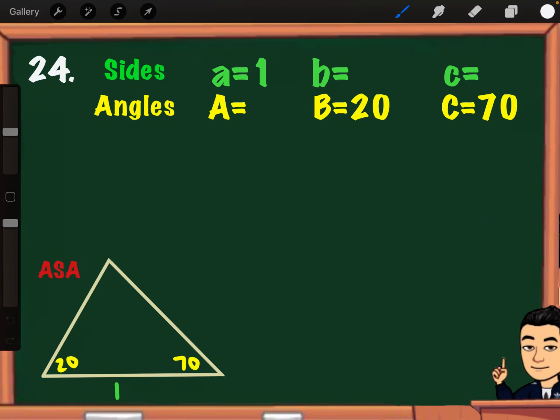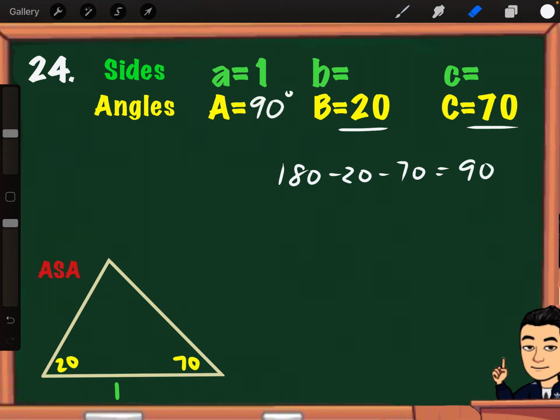All right, let's check on number 24. Number 24 is an ASA type of question. You're only going to get one solution. You already have two angles. So using 180 degrees, subtract 20, subtract 70, you're going to find out that your angle A is 90 degrees.